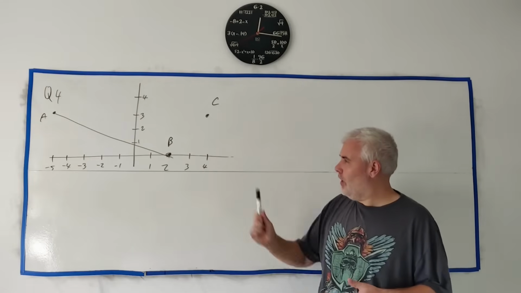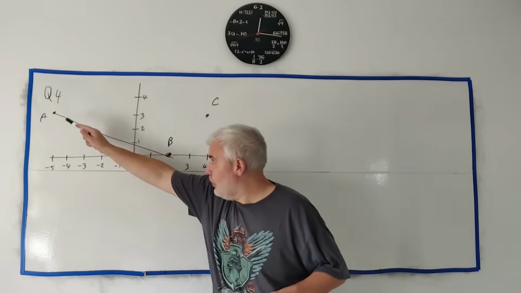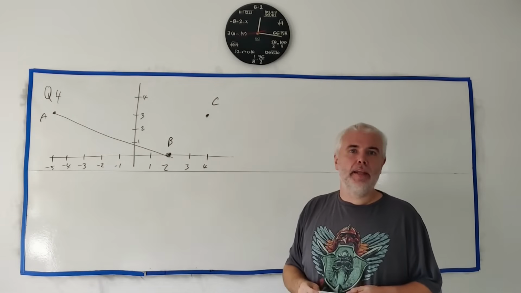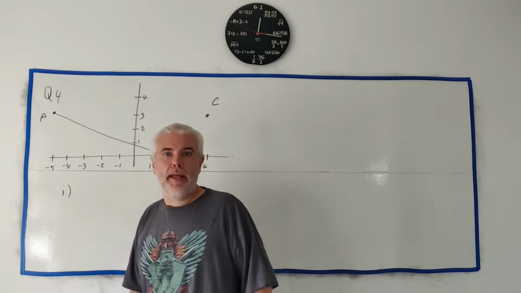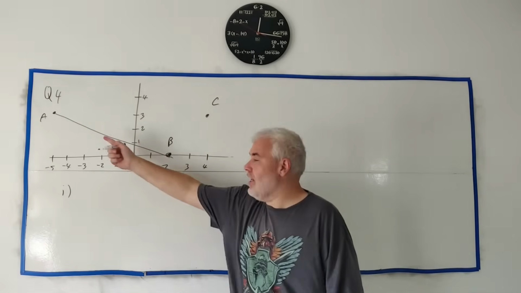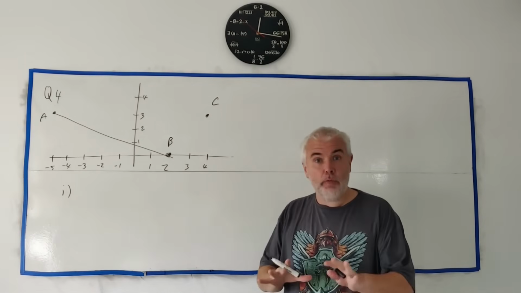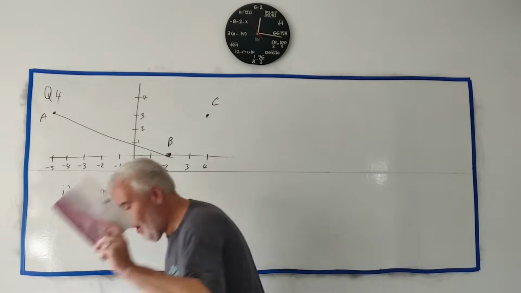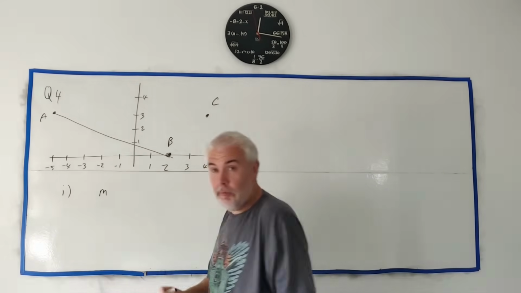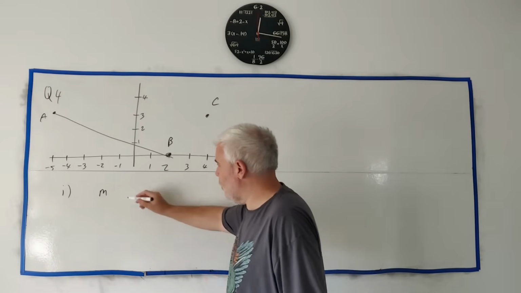In question 4, we're given this drawing here with the 2 points A and B and a line put between them. And for part 1, they want us to find the slope of this line, the slope of this AB. Again, we have a formula for that. The formula, it's in your book. You don't have to remember it, but you probably should have studied it enough that you probably do.